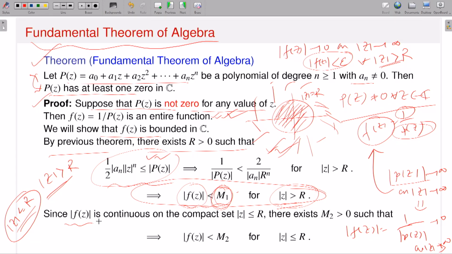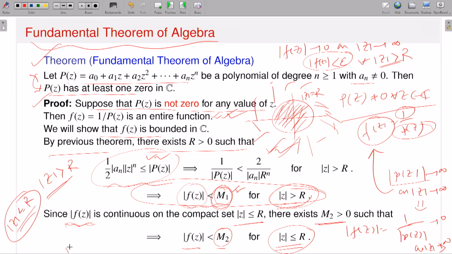Since f is an entire function, f is continuous, so the modulus of f is also a continuous function on the compact set mod z lesser or equal to r. Therefore I will have another bound m2 such that this is dominated by m2 for all mod z lesser or equal to r. So if mod z is greater than r, this is bounded by m1. If mod z is lesser or equal to r, this is bounded by m2.